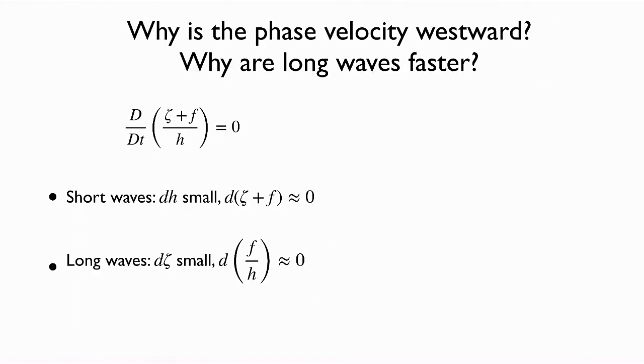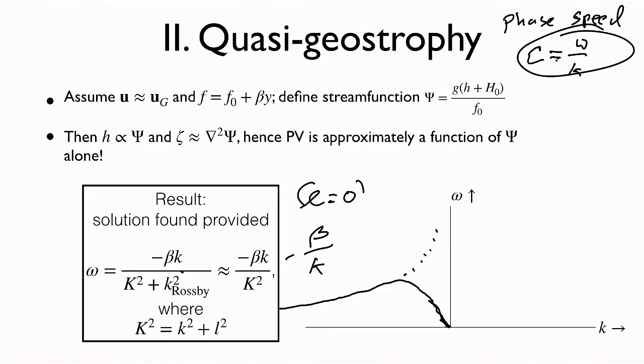Now, I forgot to say one thing, which is that there's a minus sign right there. And k squared is always positive. So the ratio of omega to k is always negative, which means that the phase speed of Rossby waves is always to the west.